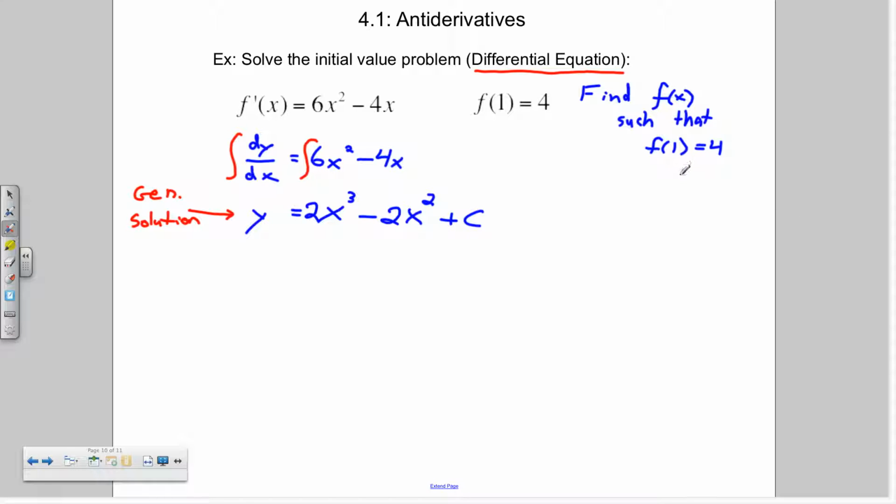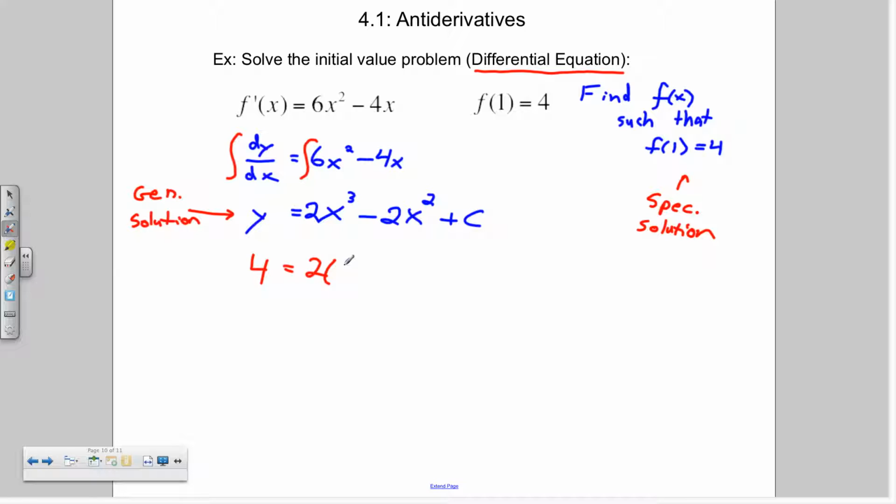And what we want to do is find the specific solution that makes f of 1 equal 4 true. This essentially means that if x is 1, we want the function to be equal to 4. So if we want to find the value of c, the number specifically that makes this happen, let's plug in the values and see what c gets us that.